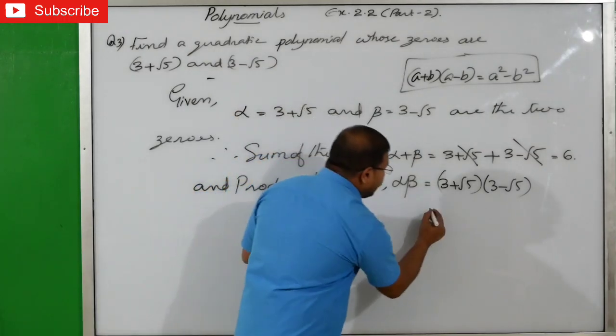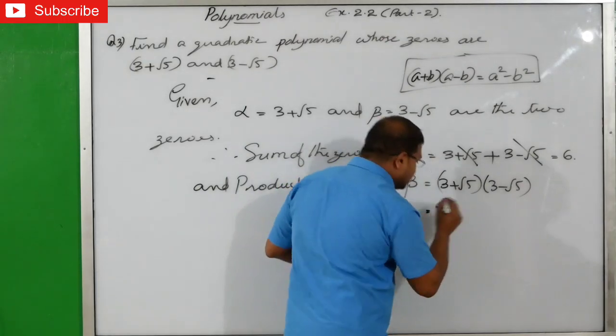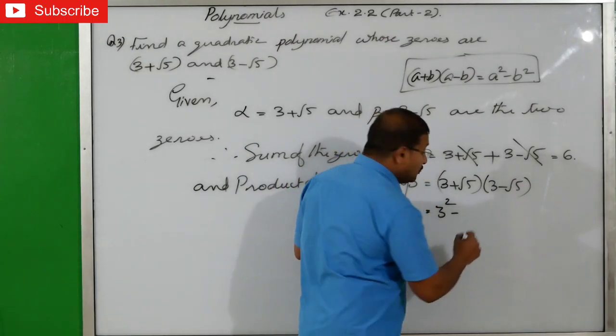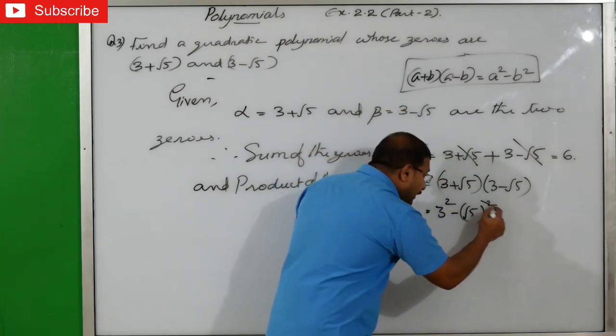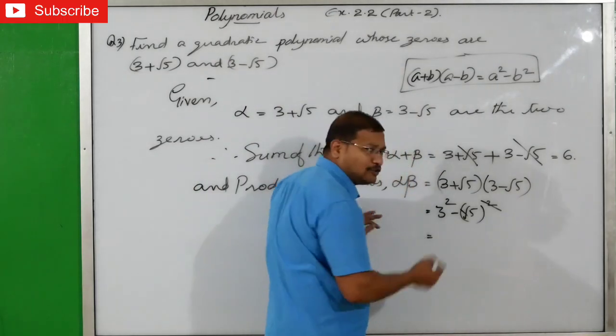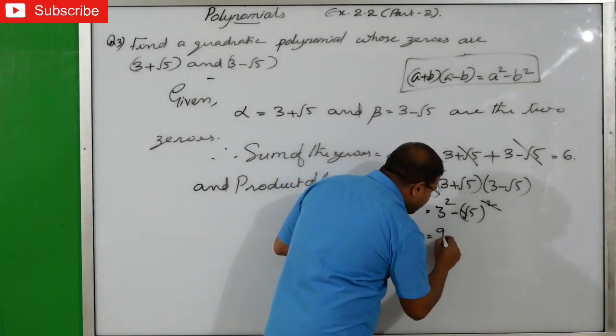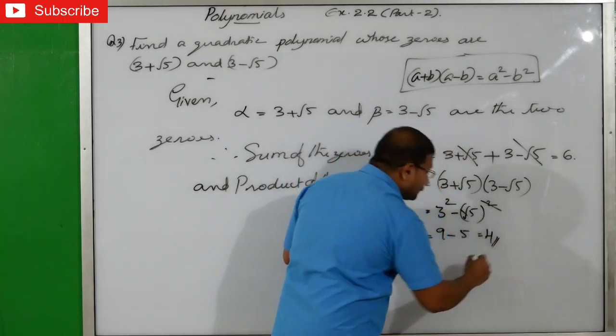Ready? So, we will write here. What is a here? 3. That means 3 square, that is a square, minus b, which is root 5, the whole square. Now, square and root will cancel. Equals square of 3, 3 3s are 9, 9 minus 5, you got 4.